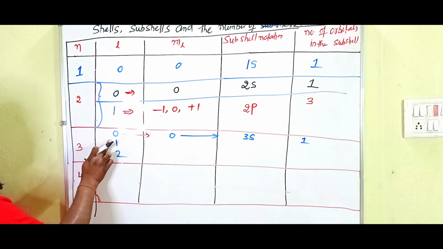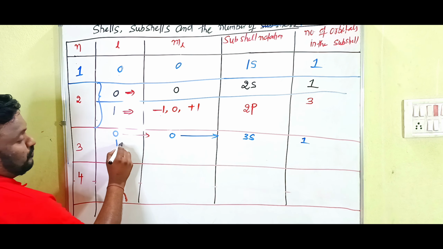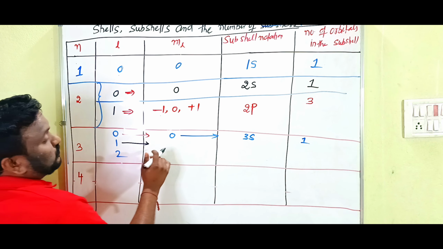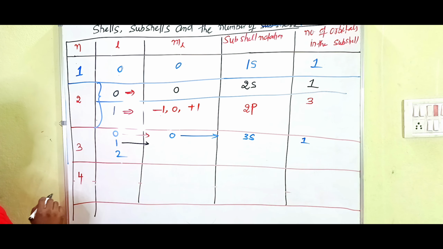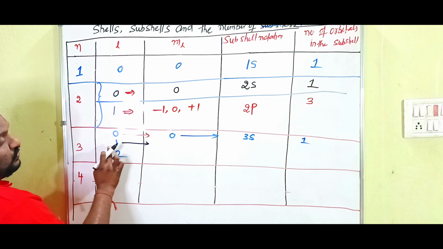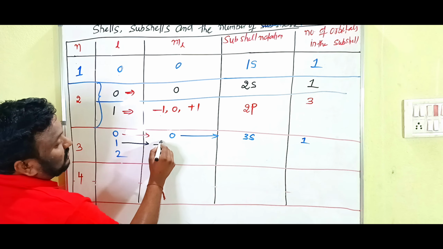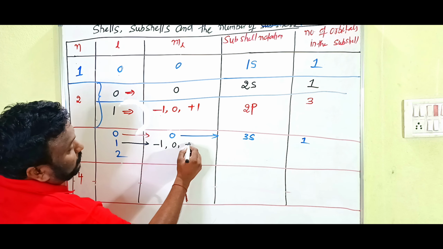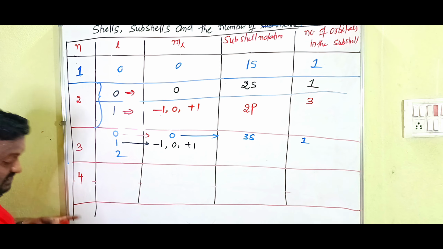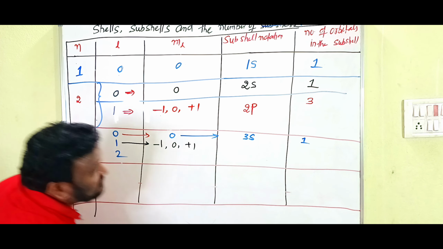In that we have 0, 1, 2 as the L values. Now we can go for S. L is equal to 1. L is equal to 1 means what? That is the p orbital. When L is equal to 1, we have to write the ML values: -1, 0, plus 1. Then obviously what you have to write, children?